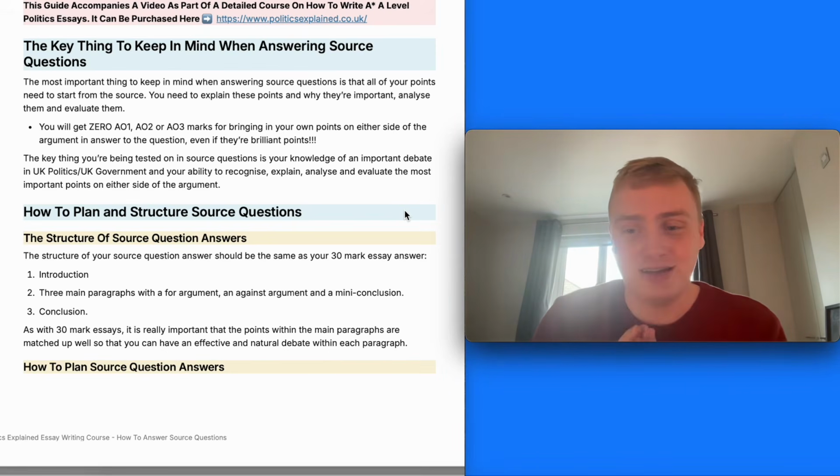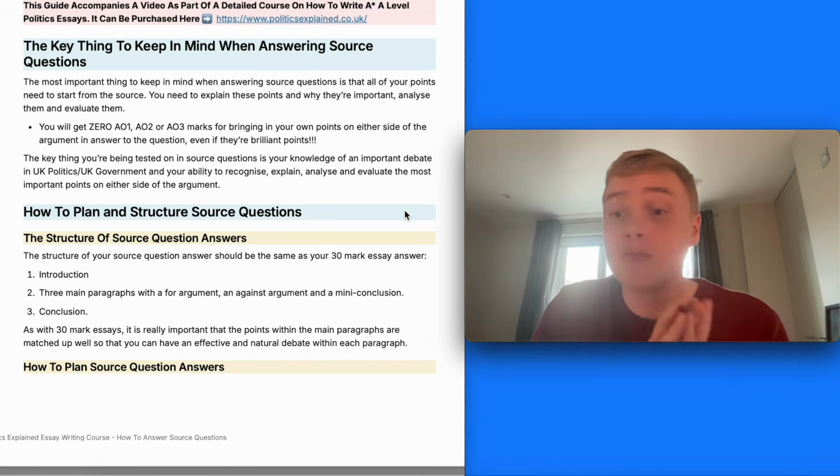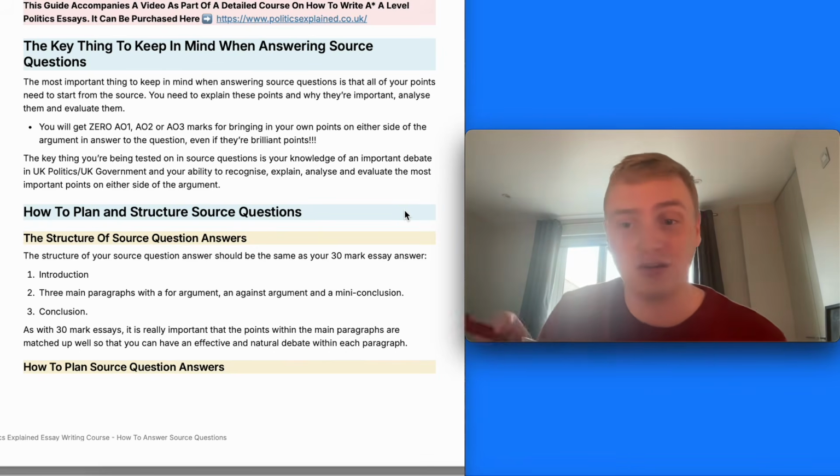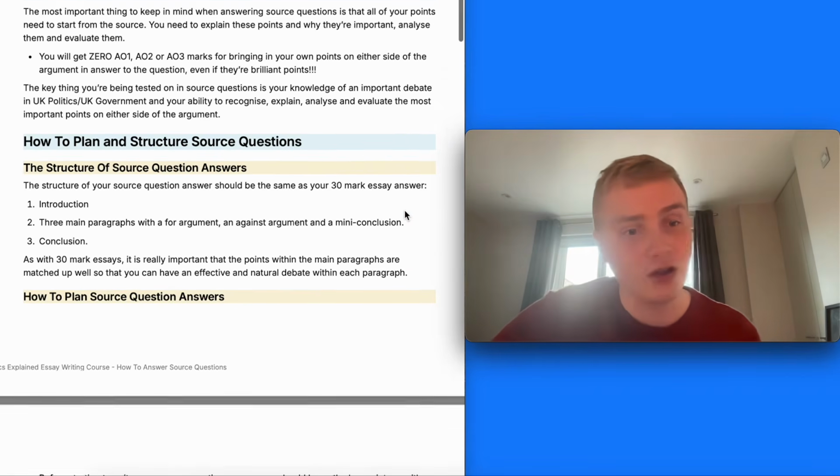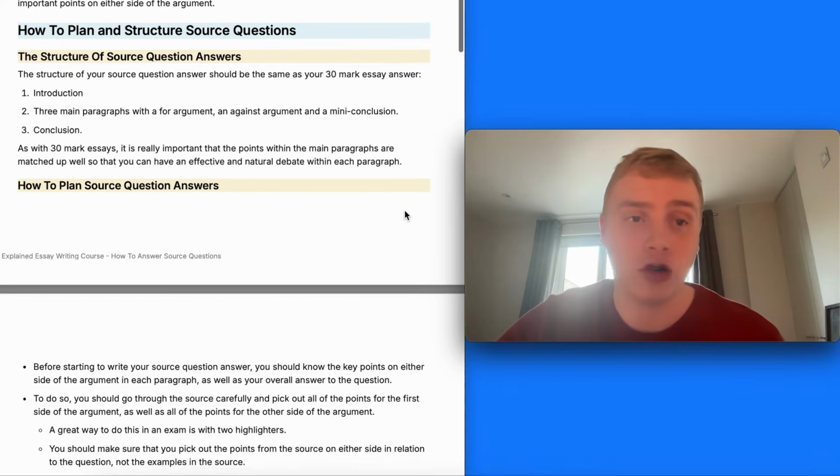So I can't stress this enough. Even if you bring in your own points that aren't in the source in answer to the question, you're going to get 0 marks, even if they're really, really good. So let's start by having a look at how to plan and structure source questions.